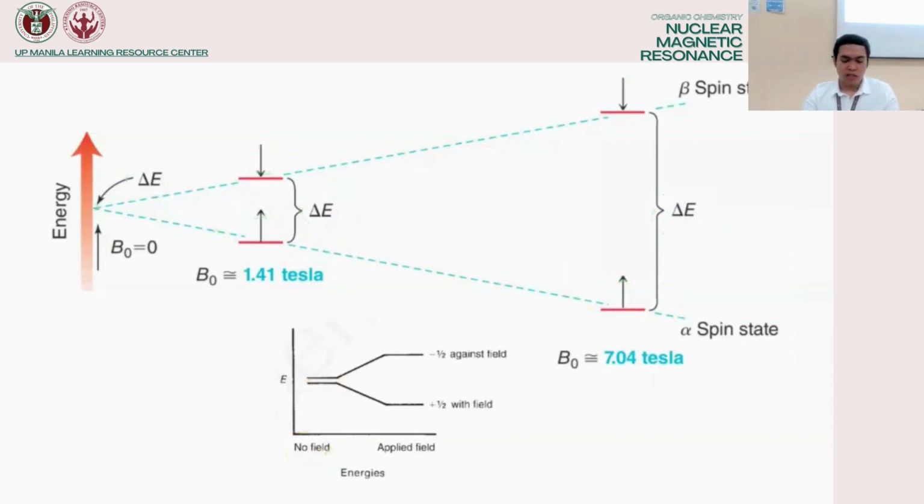Pero kuya, hindi mo pa na-explain yung bakit kailangan ko siya i-flip. Bakit kailangan ko siya i-flip? Bakit kailangan niya from alpha to beta? Ano bang paki natin dyan sa NMR?